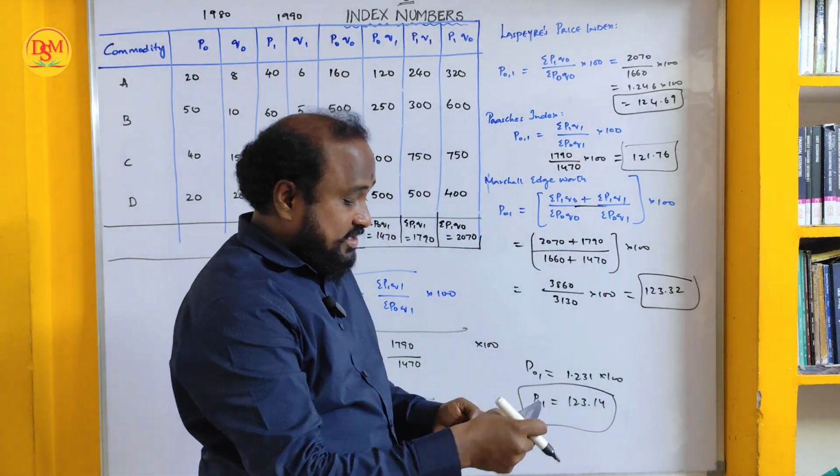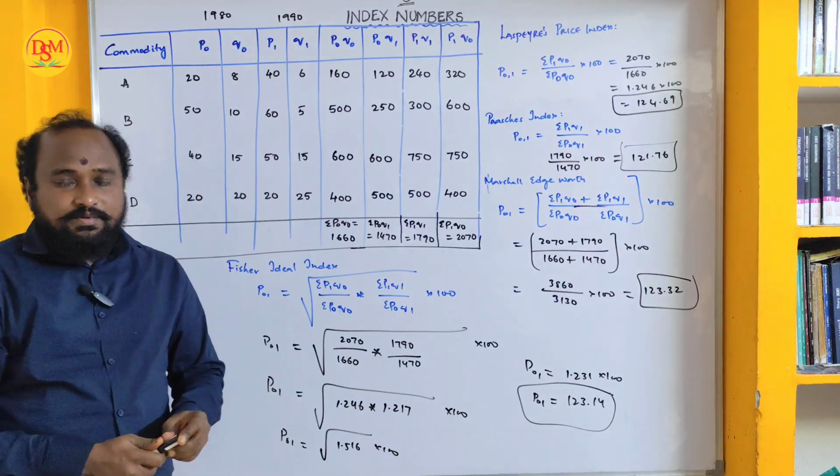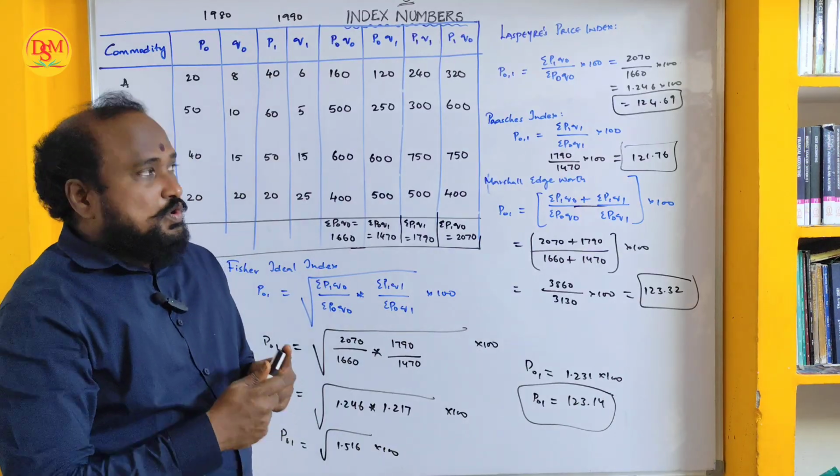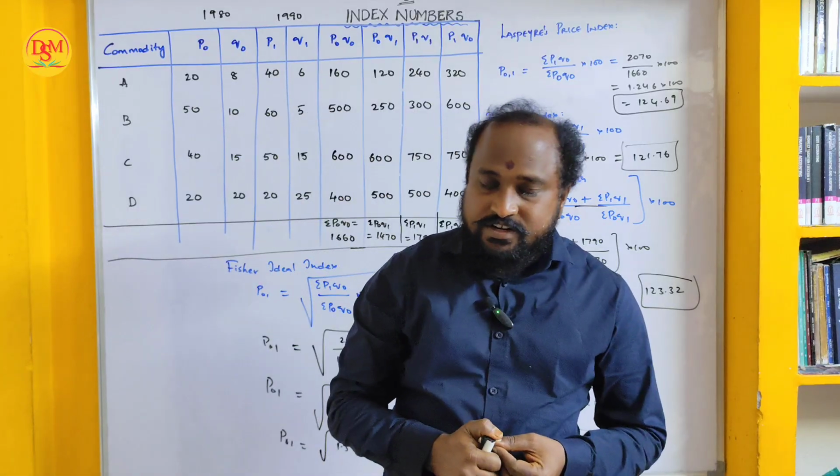This is Fisher's, and this is Paasche's, Laspeyres and Marshall Edgeworth. So these are the index numbers which are very important from your examination point of view. So do prepare and practice more sums so that you can get full marks in statistics.